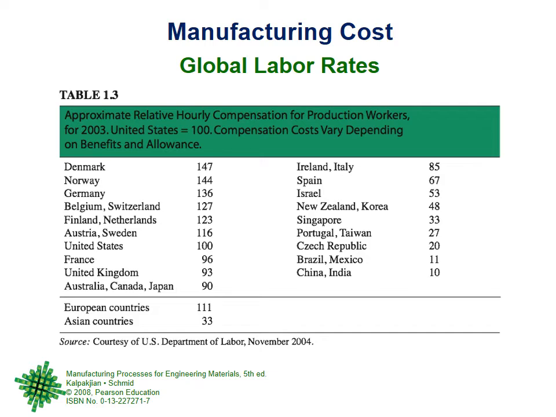Manufacturing cost, right? It is very important in selecting a manufacturing process and running it, that what is the manufacturing cost. So this is just rates. Of course, this was published in 2004. So this is like 15 years old, but still, right? Denmark, Norway, Germany, Belgium, Switzerland, United States, and so on. What are the rates? So this will give you a very general idea that if a country is very advanced, then yes, it is advanced, but the labor rate there is higher. So the cost of producing something there will be more.